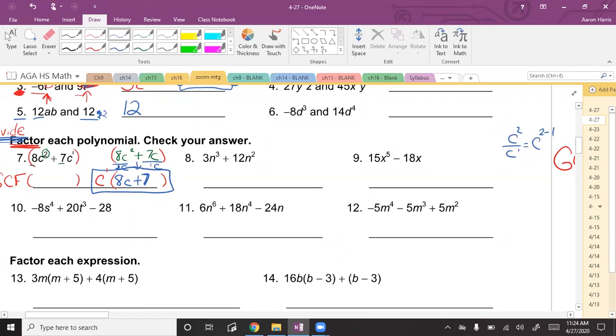So use the parentheses, put the GCF on the outside, divide each term by the GCF, and then you have your answer. This is called factored form. All right. Great job.